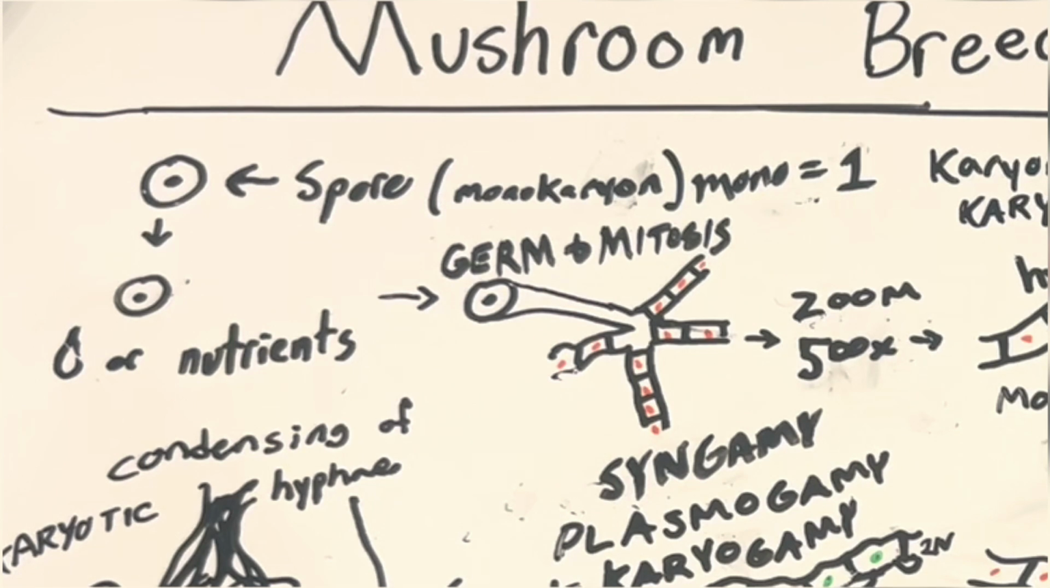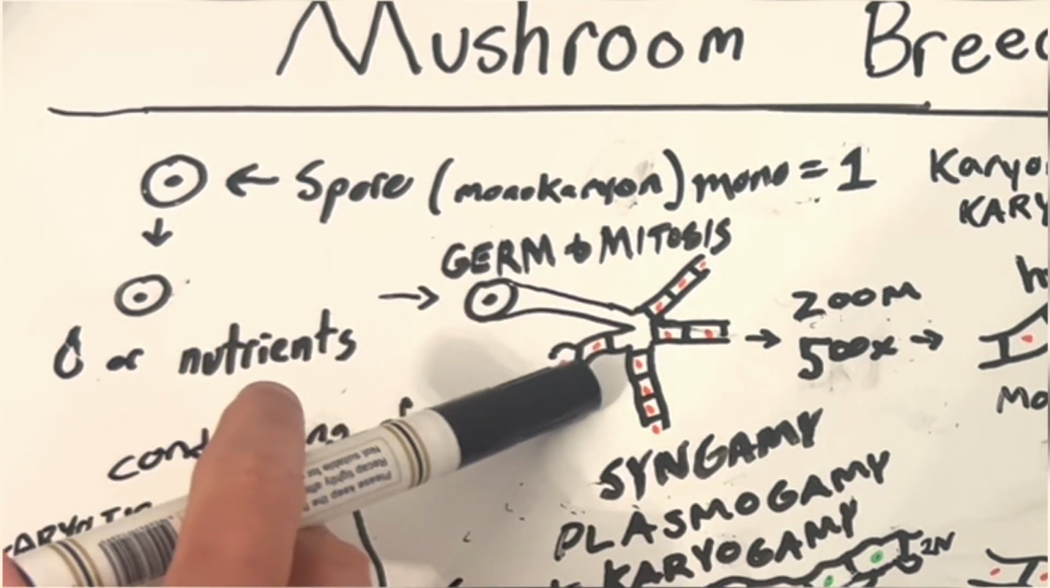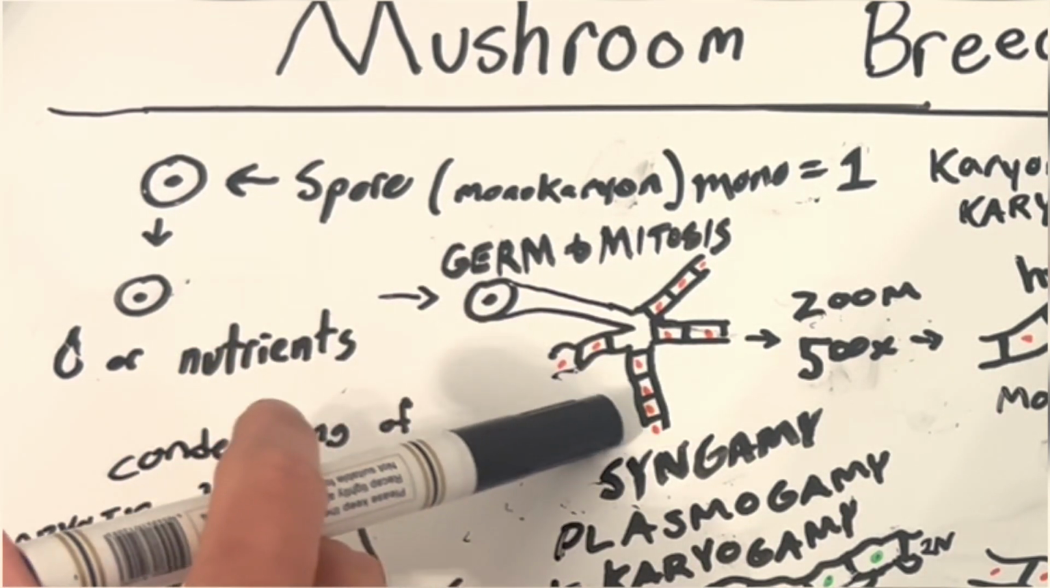So continuing, let's say you put a spore in the right environment with water and/or nutrients, it'll undergo germination and closed mitosis. Plants and animals do open mitosis, which has to do with the nuclear envelope, but I'm not going to go too much into that. You can go Google or YouTube a video for that. So it undergoes mitosis and begins making these chains of identical cells.